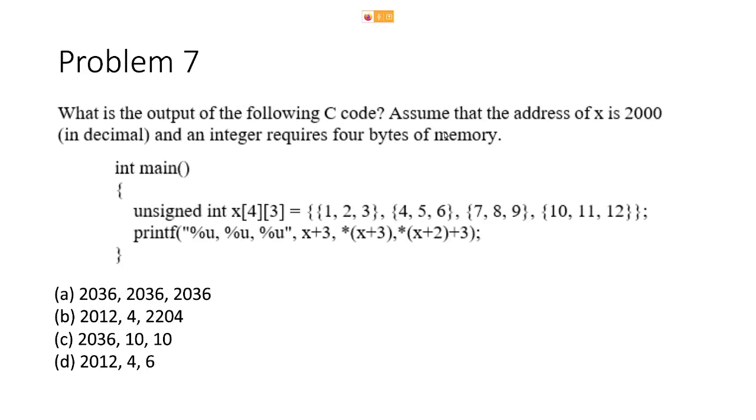Moving on. This is again a little tricky question, and here the question is asking the output of the following C code. Assume that the address of X, where X is a two-dimensional array, that is the base address of this two-dimensional array, is 2000, and an integer requires 4 bytes of memory. Then what will be the output of this program? This is your print statement, and you have to tell what will be the output of this print statement.